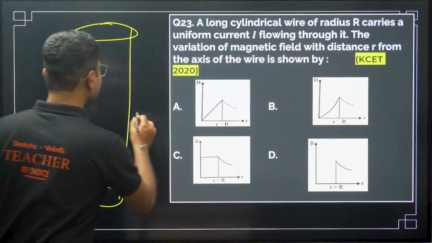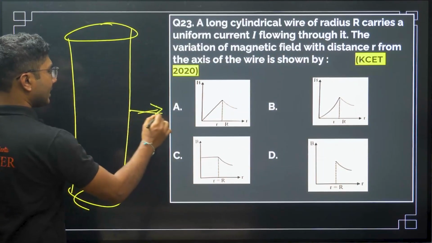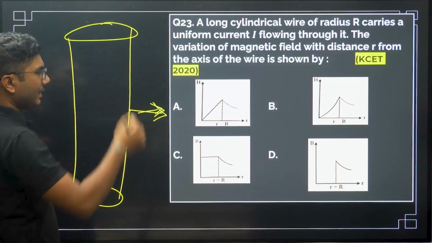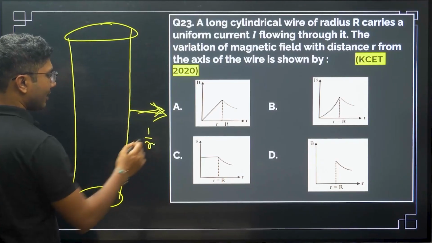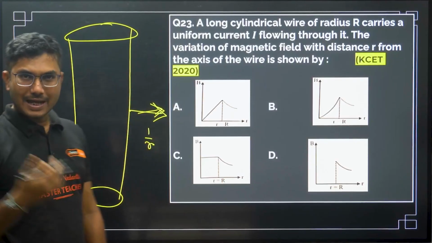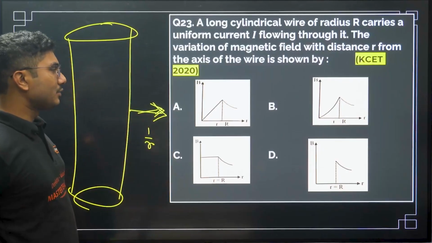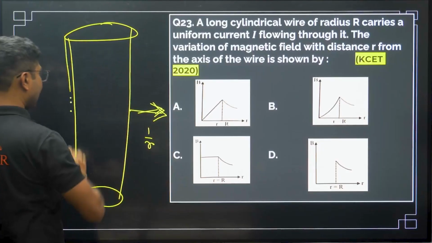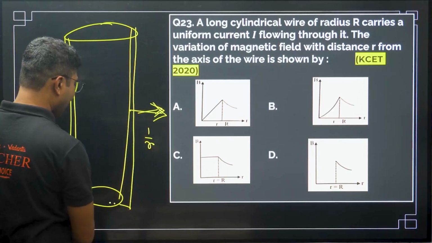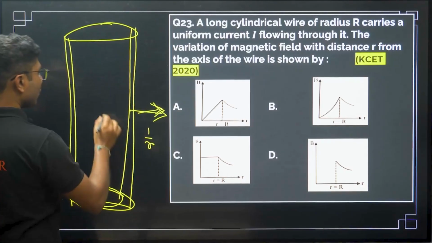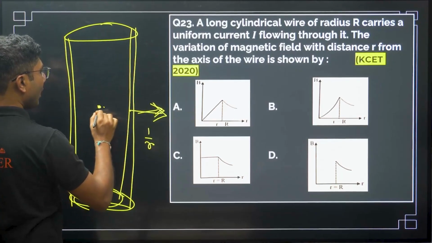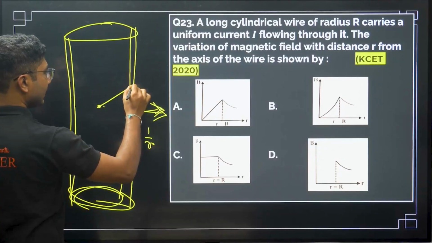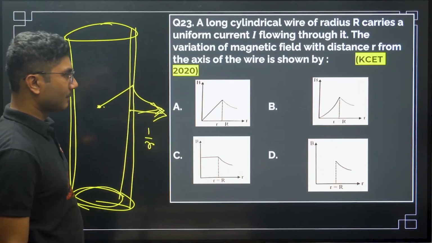Outside the wire, the magnetic field will go as 1 by r. We know that, right? Mu naught I by 2 pi r. So outside the wire it is 1 by r. But what about inside? Is there any magnetic field inside? Yes. The magnetic field at the center is 0 and it slowly increases, then it decreases with 1 by r.